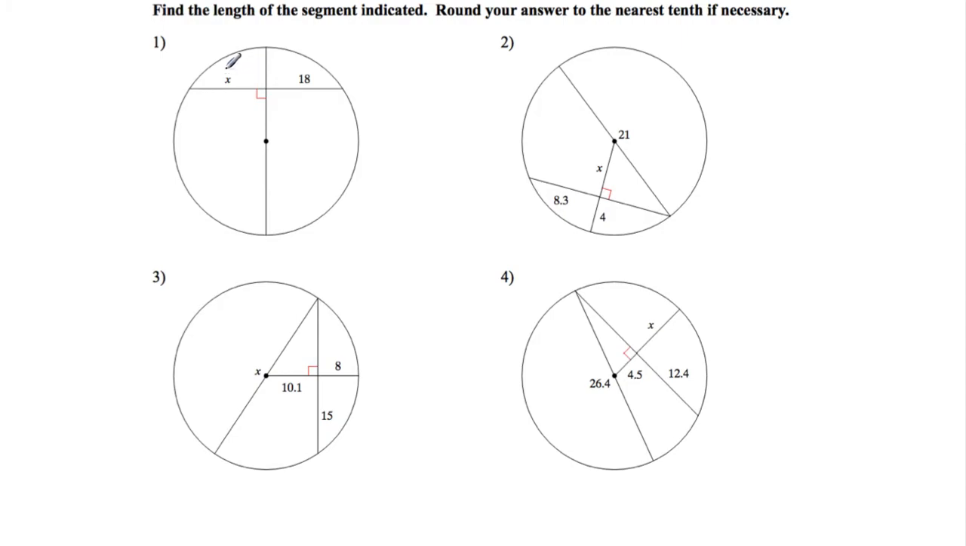So here, number one, nice simple problem. I see a chord, I see a diameter. They are perpendicular, so that means that the chord is bisected, so x is equal to 18.